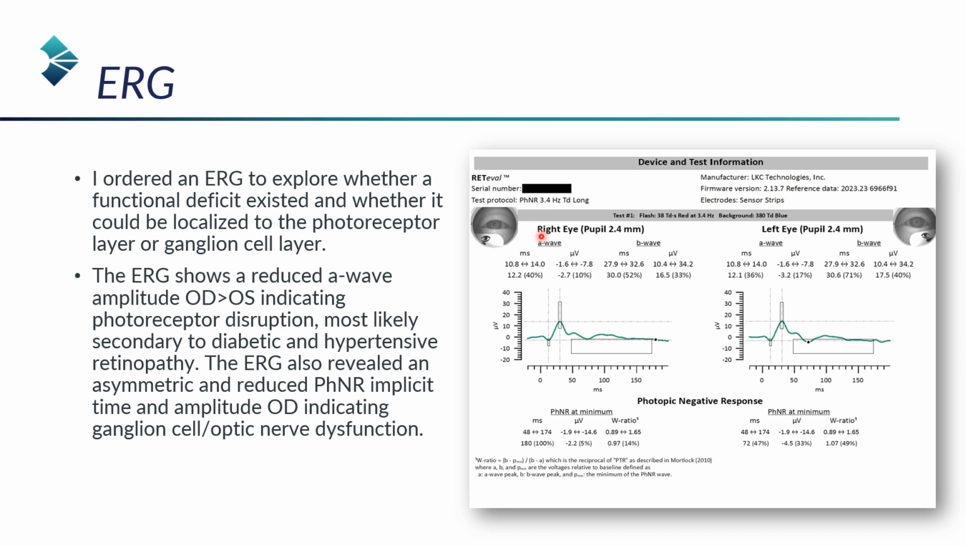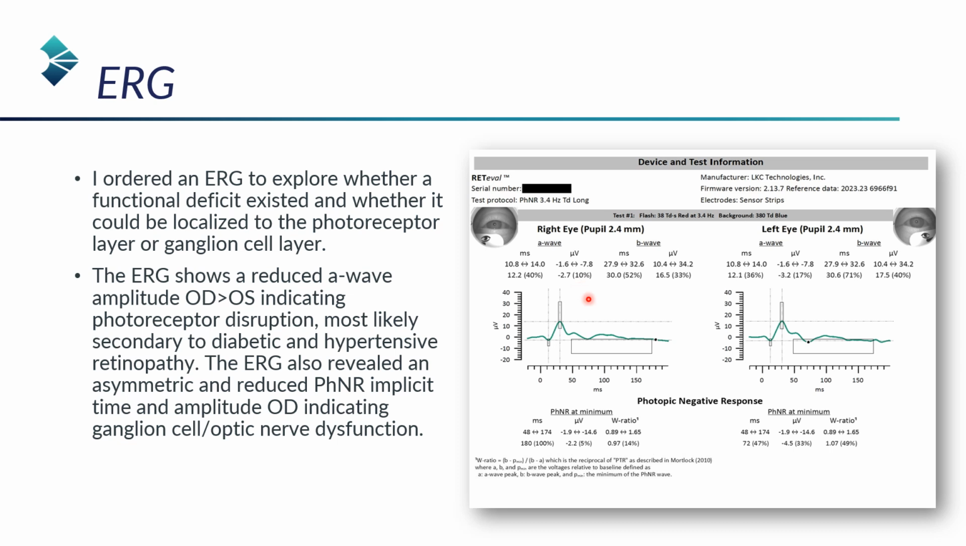And so we can see here, this is the A wave, implicit time and amplitude, B wave, implicit time, amplitude. These are the right eye, these are the left eye. And we want the implicit time to be fast. We want it to be as close to 0 as possible, and we want the amplitude to be strong. We want it to be as close to 100% as possible.